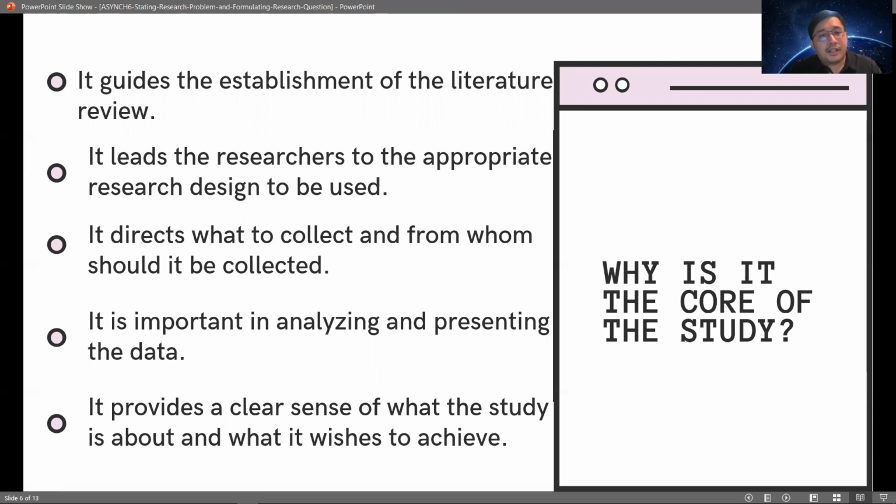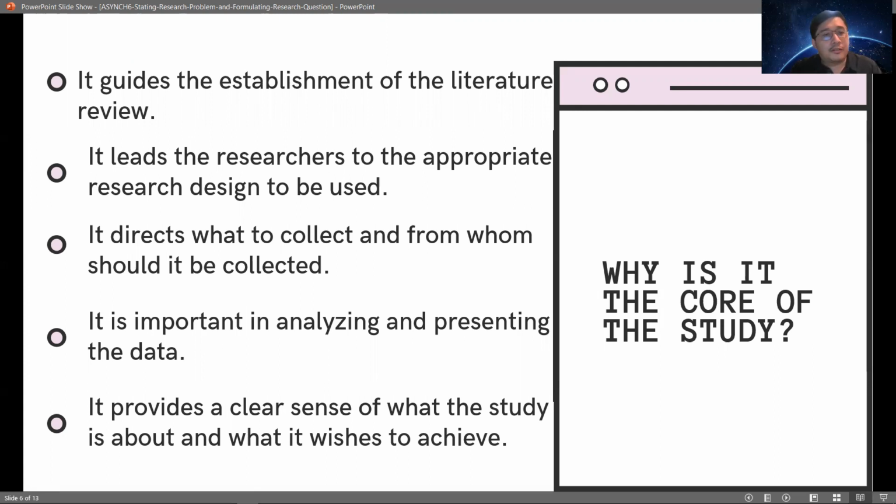Now, the third one is it also directs what to collect and from whom it should be collected. If you go back to your research questions, you will determine from there what kind of data you should collect for your study. And the research questions will also determine who will be the respondents, from whom it should be collected.